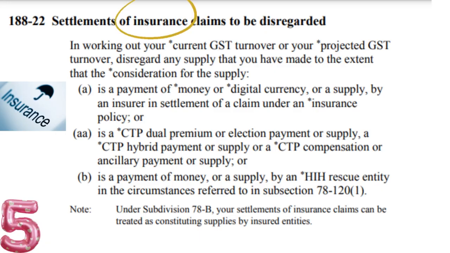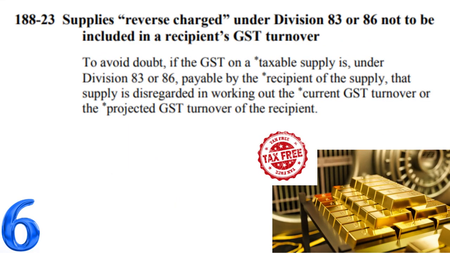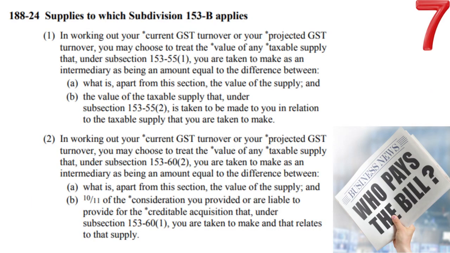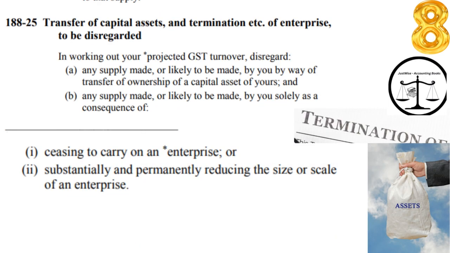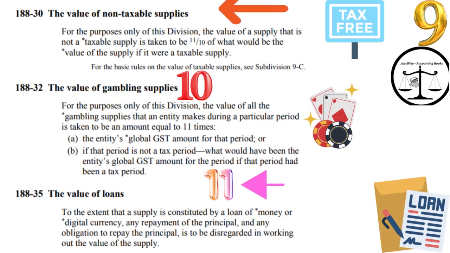Division 188-22, settlements of insurance claims to be disregarded. Division 188-23, reverse charges that are not included in the recipient's GST turnover. Division 188-24, supplies to which Subdivision 153B applies. Division 188-25, transfer of capital assets, termination of enterprise to be disregarded. Division 188-30, the value of non-taxable supplies.